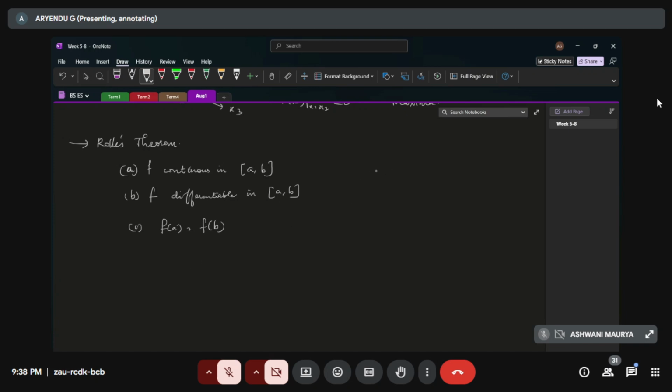then we can imagine on a graph, a function which goes like this.